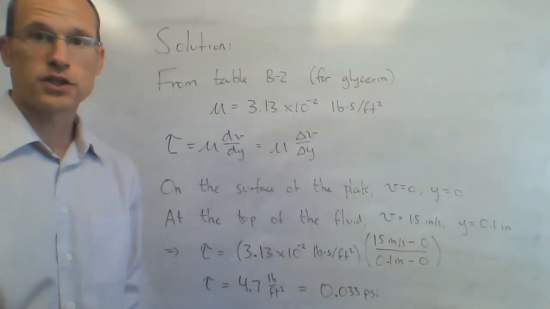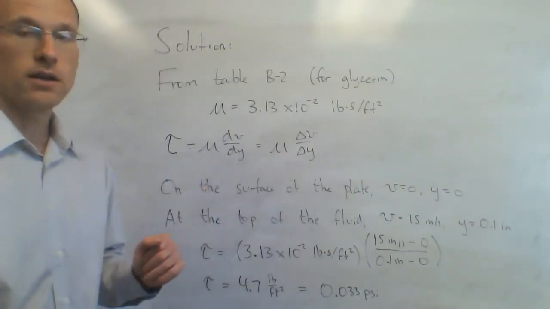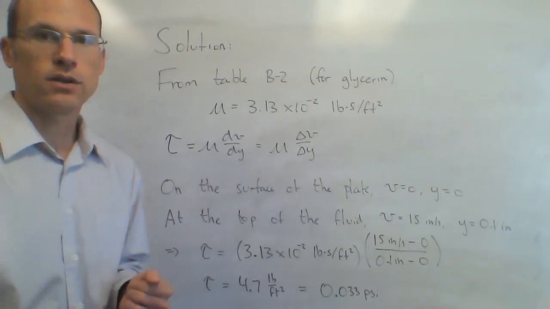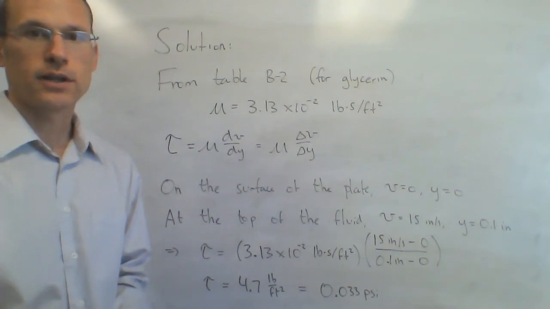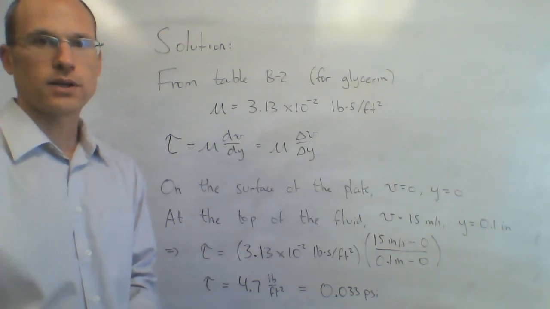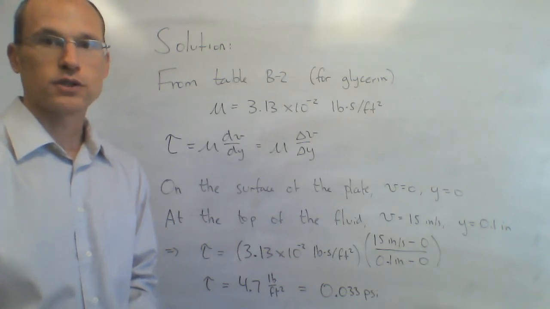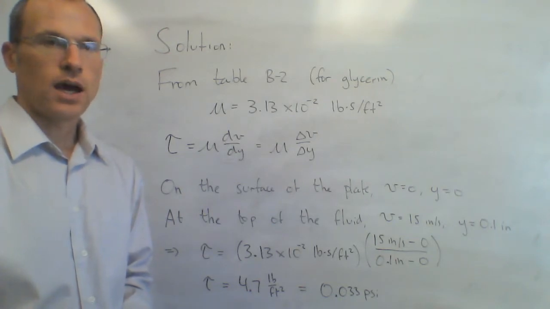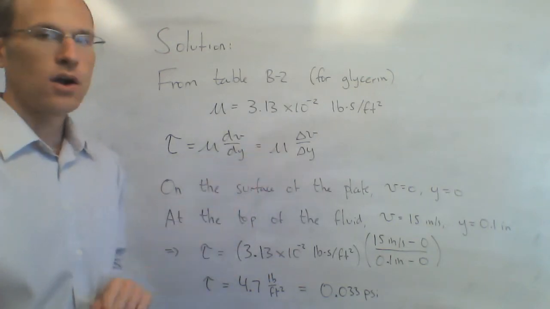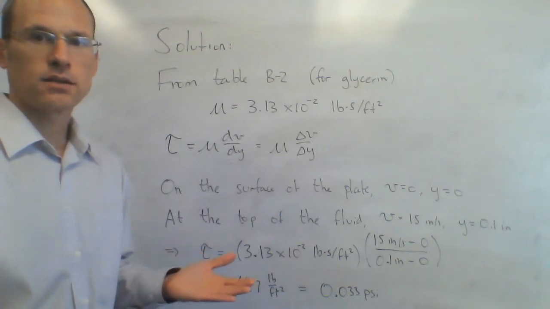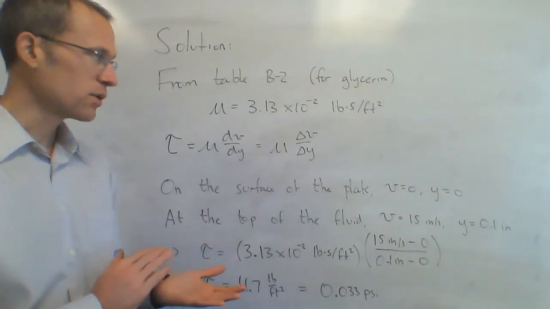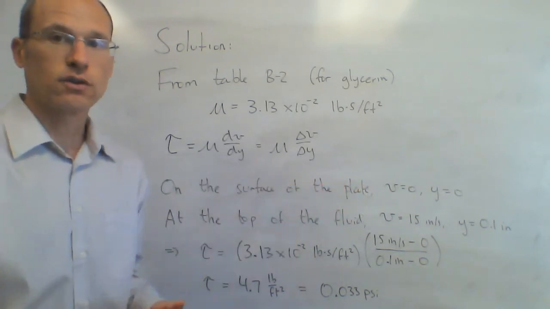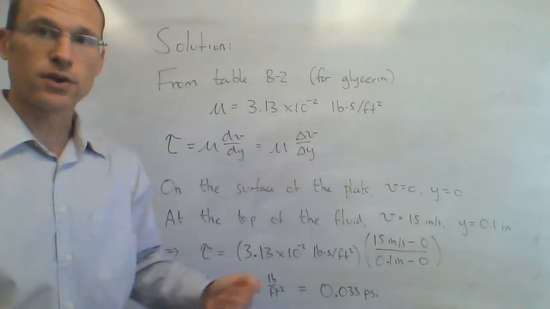Solution to this: to find the shear stress, I need the viscosity and dV/dy, the strain rate. For glycerin, in table B2 in the book, I can find the viscosity value of 3.13 times 10 to the negative 2 pounds second per foot squared. That's my value of viscosity. Then to find the strain rate, dV/dy, I'm basically going to look at the change in velocity over a change in height. For the fluid in contact with the plate, there's the no slip condition, so I need to have 0 fluid velocity. That's at y equals 0 on the surface of the plate.